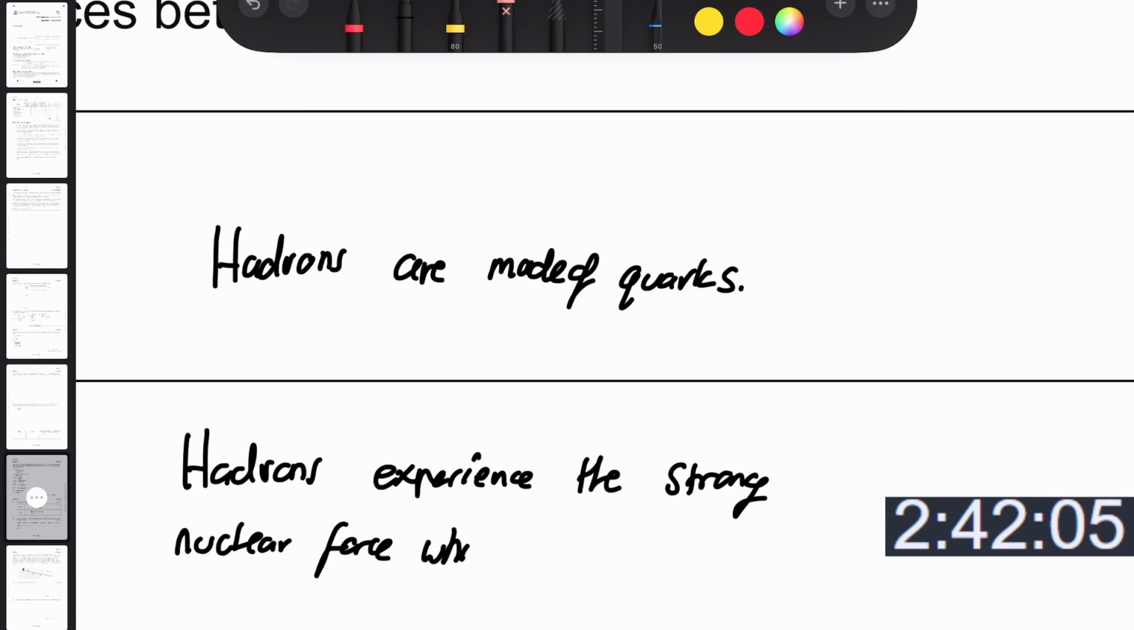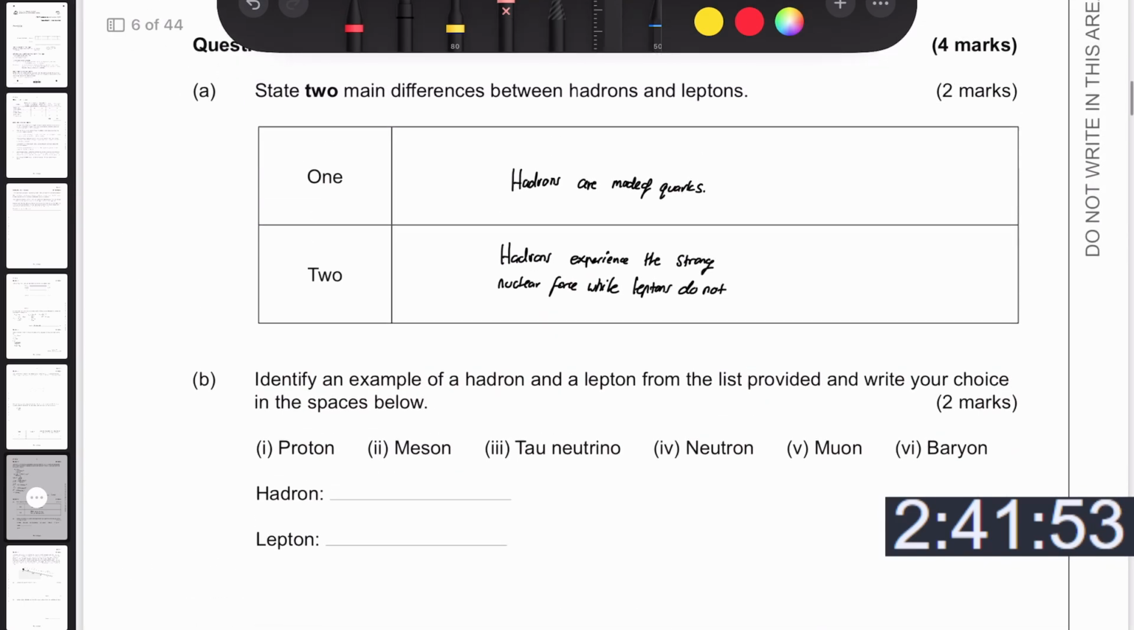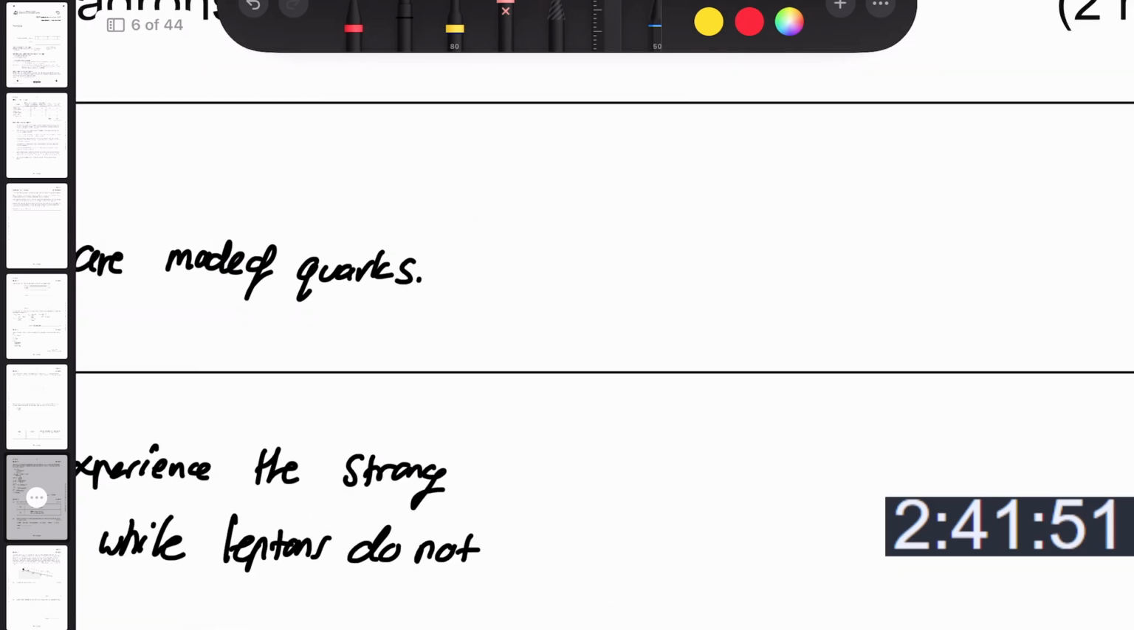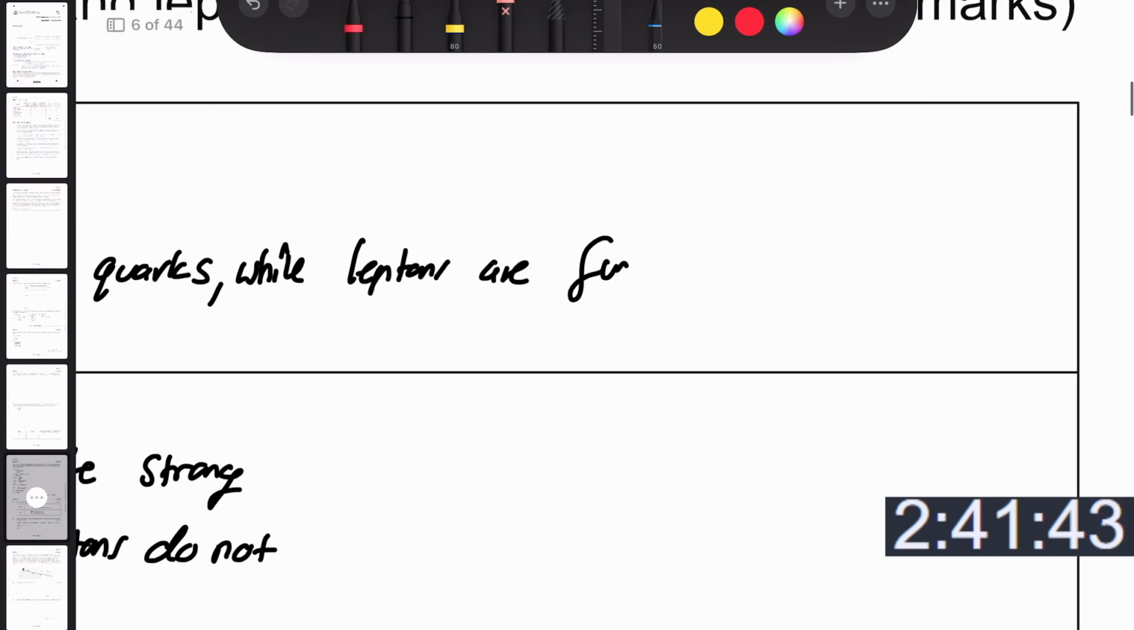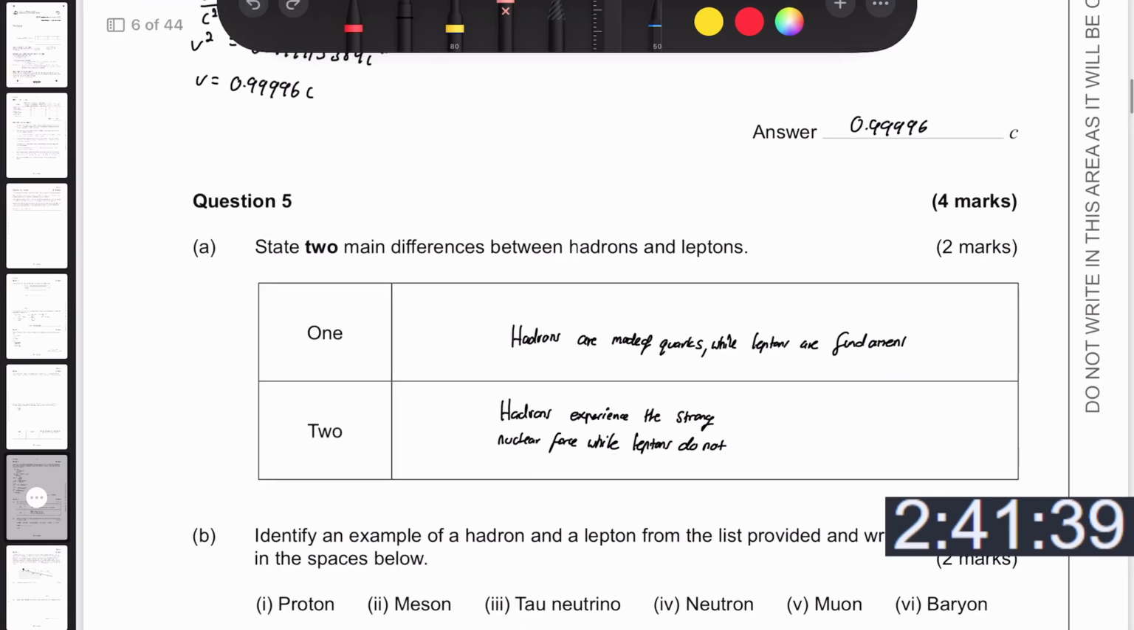While leptons do not. Okay, so leptons are not. Well, leptons are fundamental. Wow, it's already been 20 minutes and I'm barely on my third page.